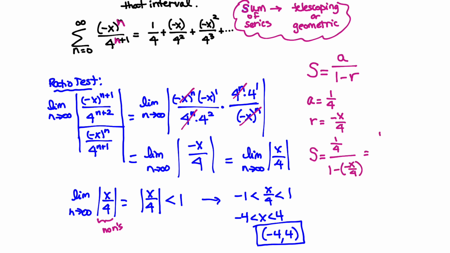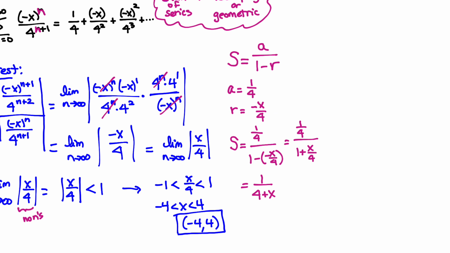Did anybody simplify this down all the way? You got 1 over 4 plus x if we get a common denominator. Let's see. So let me put that extra step in. So down here you could get 1/4 over 4 plus x over 4. That gave you 1/4 over 4 plus x over 4.